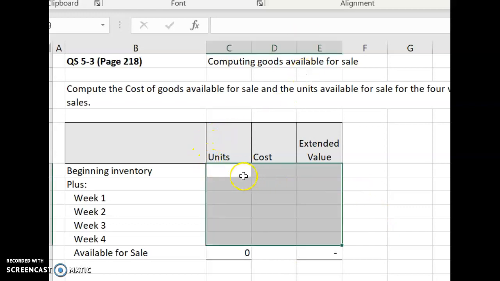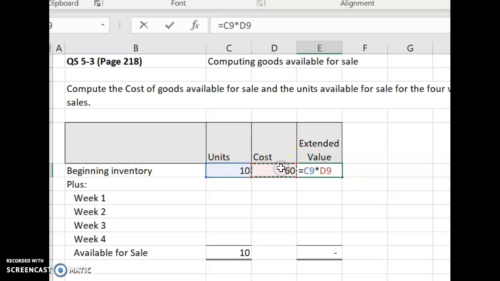So what we do here is we just fill in the information. We had 10 units in beginning inventory at $60. We'll do our extended value. Extended value means the units times the cost. So units times our cost. And I'm going to go ahead and copy that all the way down because I know that I'll need that formula for the next weeks. I'll take it out of this plus area because that's not a calculating cell.